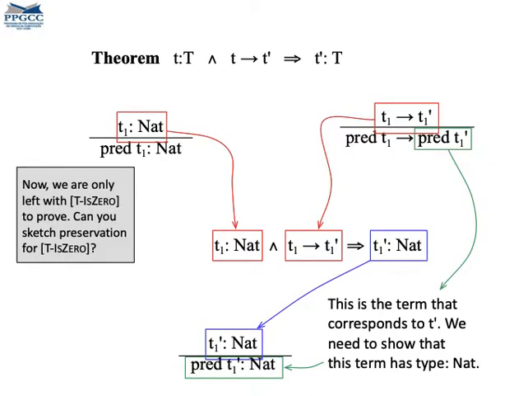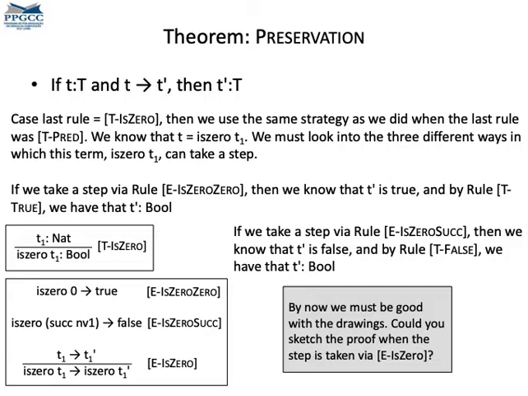Here's the proof. Notice that we are using the red boxes and arrows to plug the facts in the theorem inductively, and we conclude that T1 prime is nat. We can use this fact to conclude that pred T1 prime is also nat. We have a few more cases to demonstrate, but they are all similar.